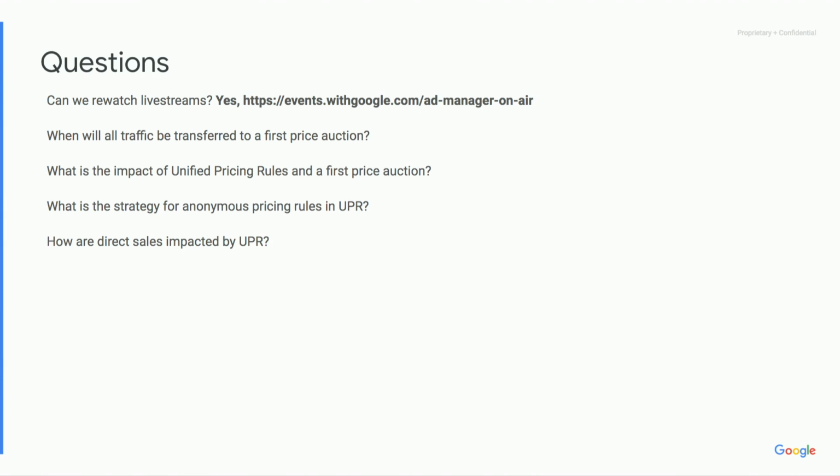And another question that we'll address today is, how are direct sales impacted by UPR? So direct sales have a negotiated CPM and are not impacted by unified pricing rules. When pricing rules are set, unified pricing rules apply only on the open auction, private auctions, first look demand, third-party exchanges, remnant line items, and ad exchange linked accounts.